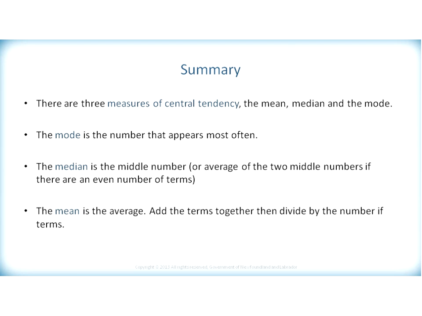So to summarize, there are 3 measures of central tendency: the mean, the median, and the mode. The mode is the number that appears most often. The median is your middle number, or in the case of an even number of terms in your data set, it's the average of the 2 middle numbers. And the mean is the average. In other words, we add the terms together, then divide by the number of terms. Okay.